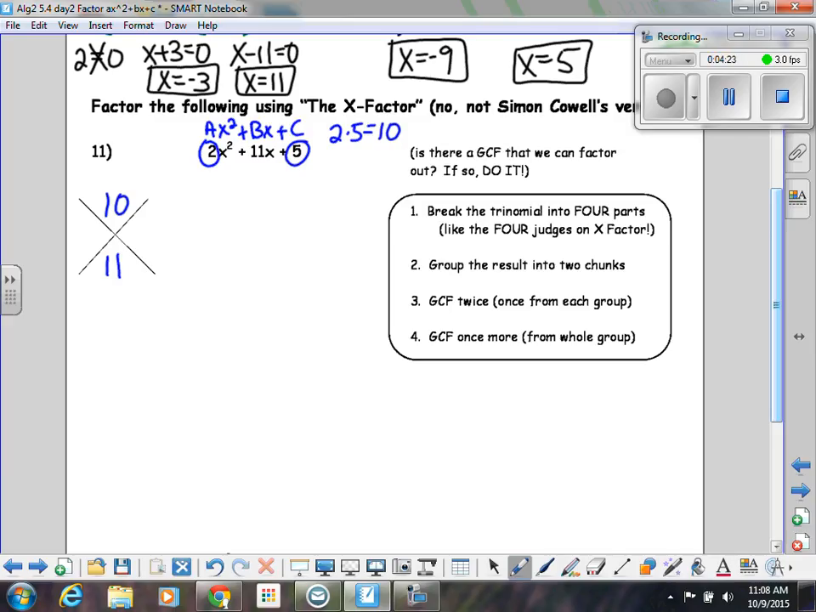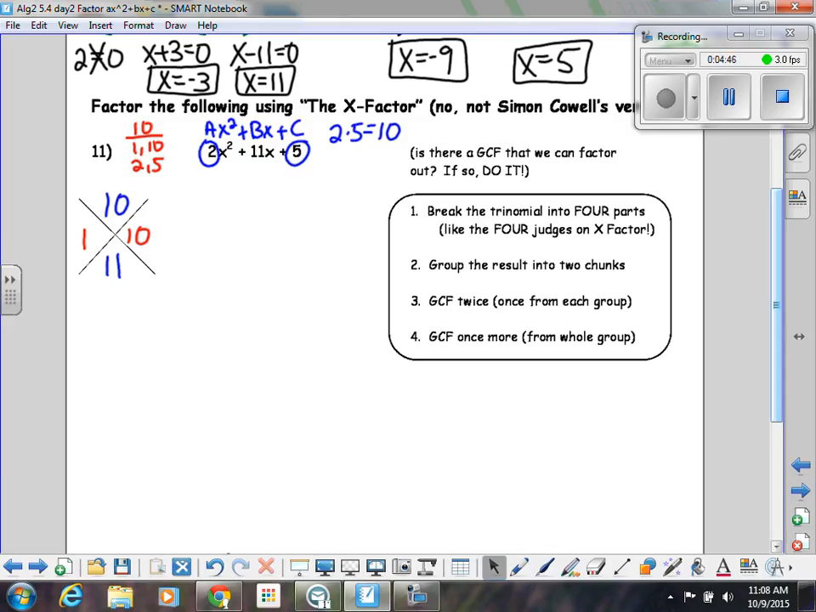And now what I'm going to do is find those two side numbers just like we did before. So remember, for 10, my factors are 1 and 10 and 2 and 5. So the ones that add up to equal 11 are 1 and 10. Now the difference here is because we have that 2 in front of the x squared, I'm not going to write parentheses x plus 1, x plus 10, because that would not give me 2x squared.